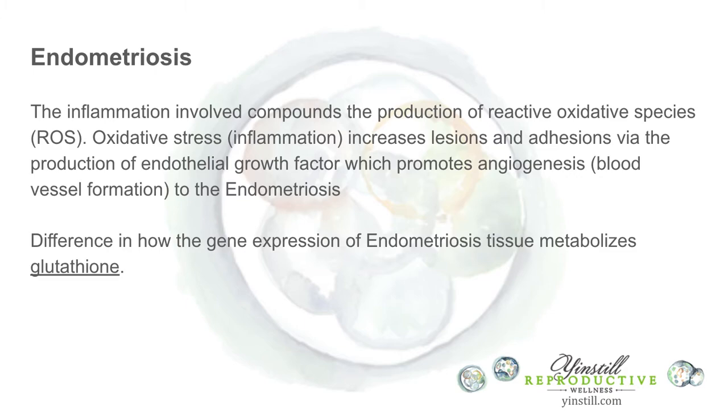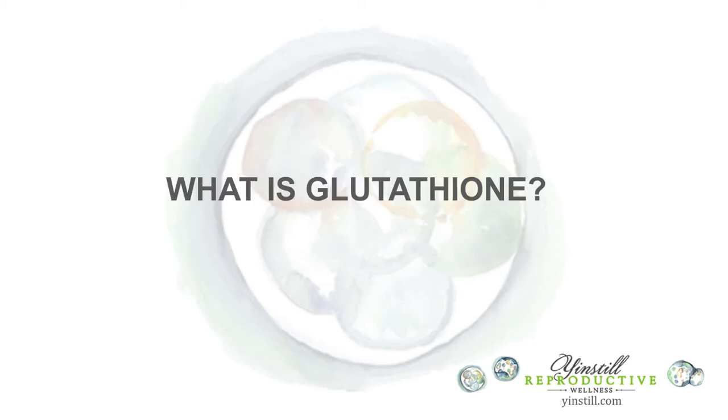With endometriosis, the inflammation involved compounds the production of reactive oxygen species. Oxidative stress increases lesions and adhesions via the production of endothelial growth factor, which promotes angiogenesis, or blood vessel formation, to the endometriosis, which is how the body and endometriosis keeps itself alive. So one study even showed a difference in how gene expression of endometriosis tissue metabolizes glutathione. And we'll get a little bit more to that soon.